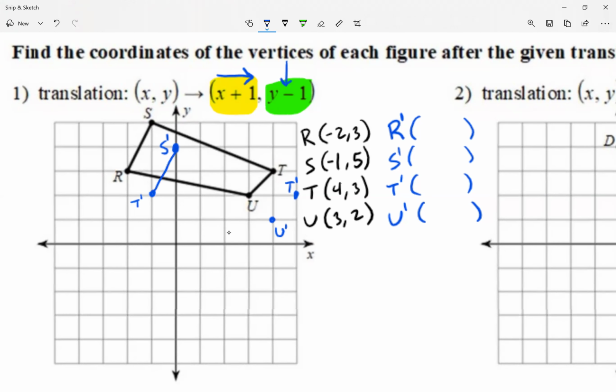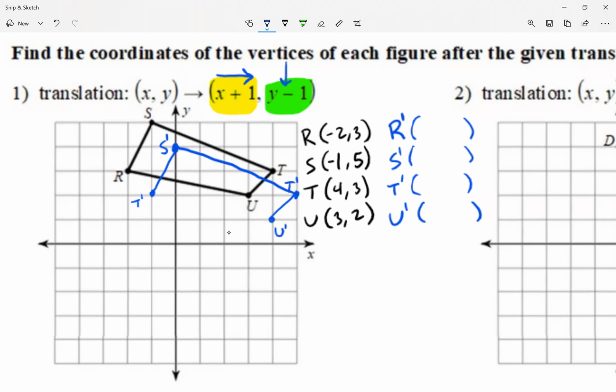I can connect my vertices. I can connect my figure. And now it looks like I moved my figure, all of it. It kept the same shape. I just moved it one to the right and one down. Now that I have the new figure, I can find the coordinates.